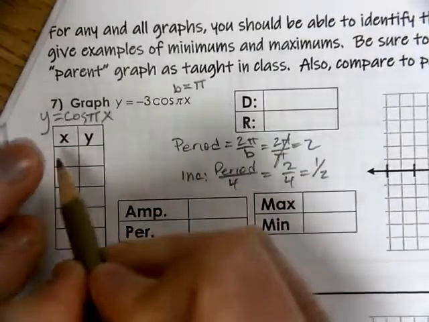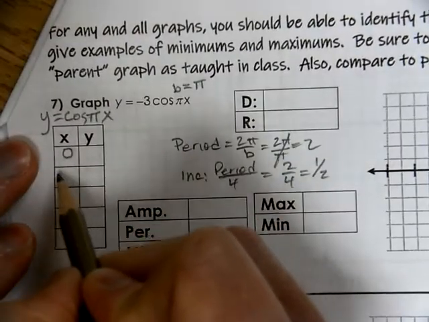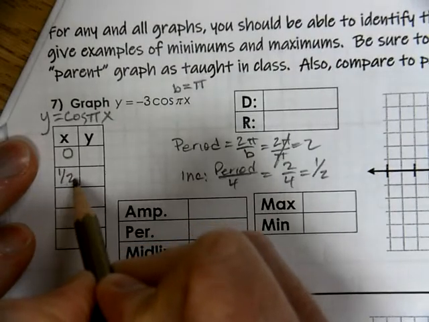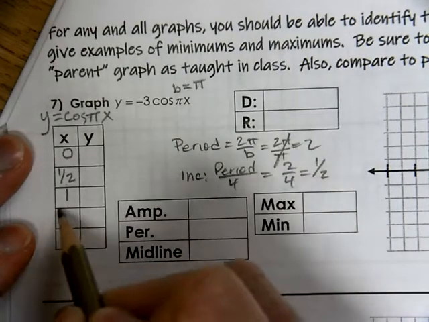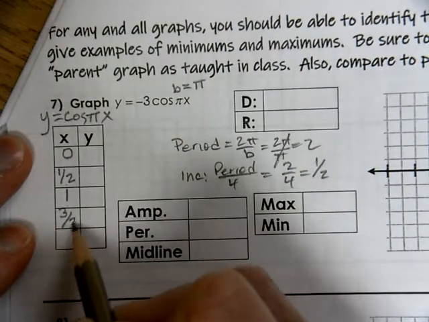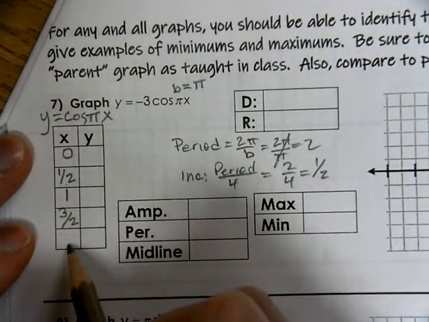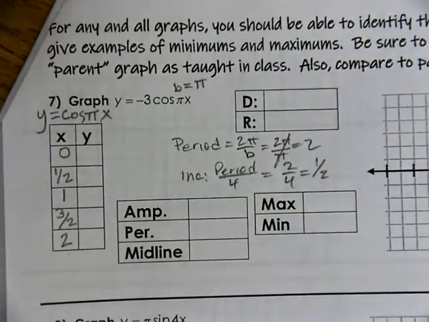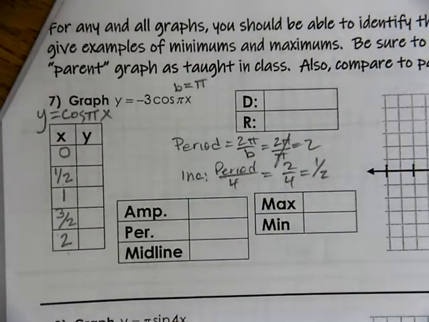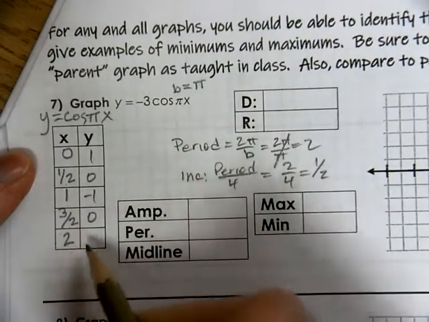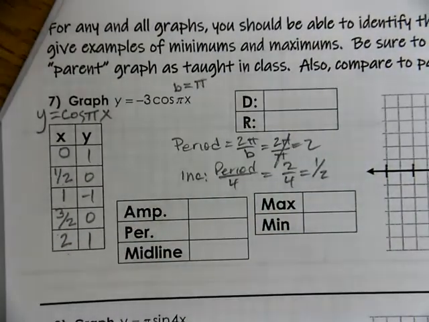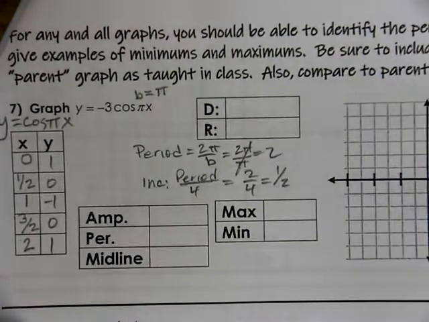So I'm going to count by 1/2. So that's 0, we've got 1/2, then you've got 2 halves, which is 1, then you have 3 halves, then you have 4 halves, which is 2. The cosine graph is always 1, 0, -1, 0, 1. And we can graph that if you like.